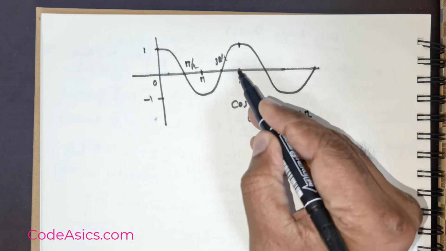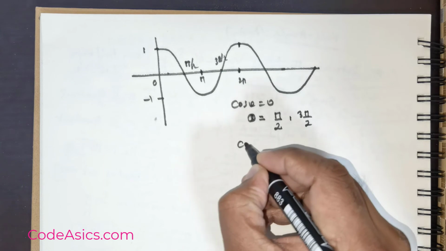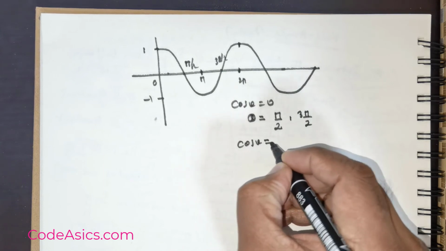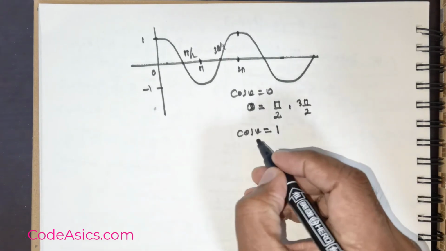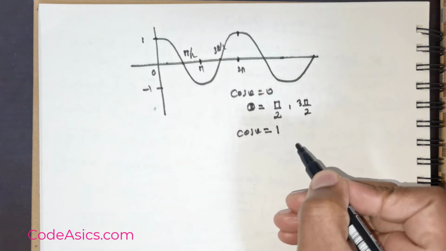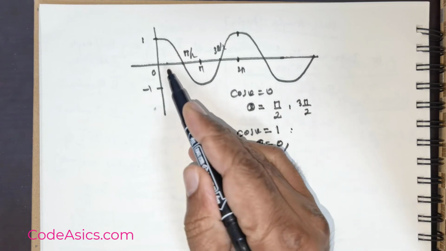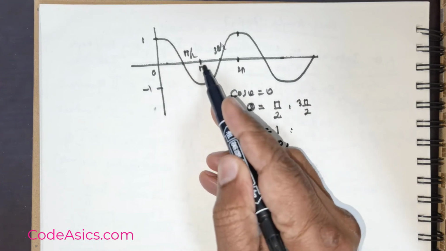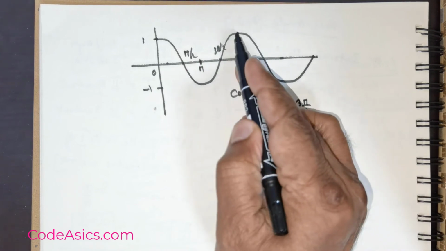But apparently our restrictive interval is 0 to 2 pi. Now next is cos theta is equal to 1. So we need to study this also. Now cos theta is equal to 1 for what values? Clearly theta should be equal to 0, and at pi it's negative 1, we can't take that, and at 2 pi it is hitting 1.